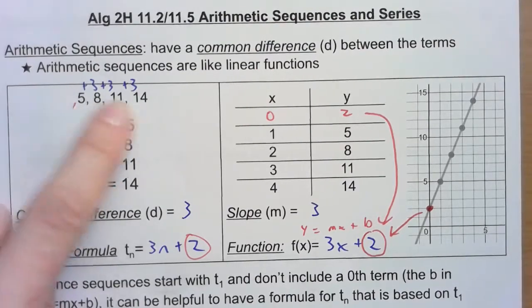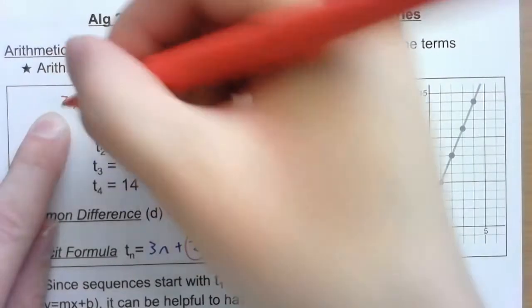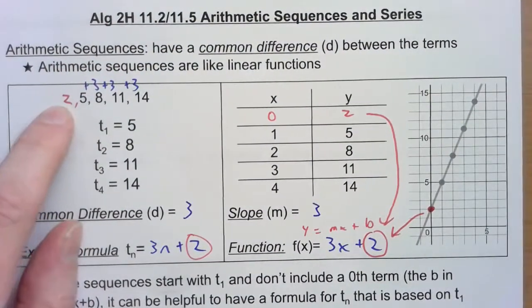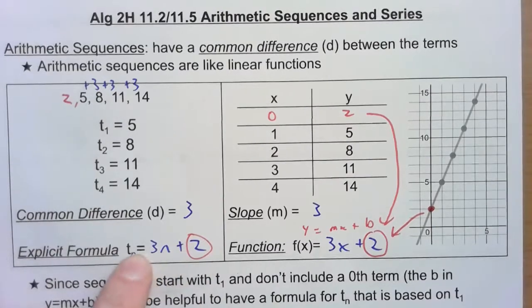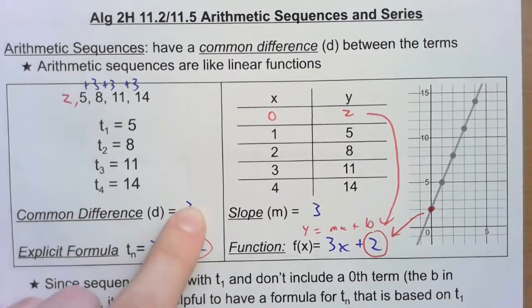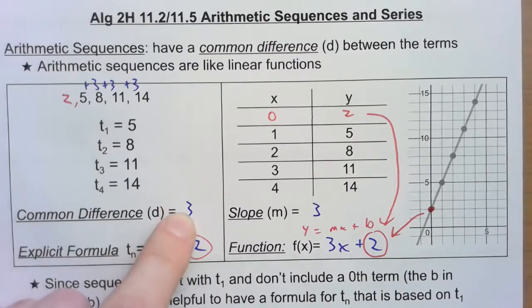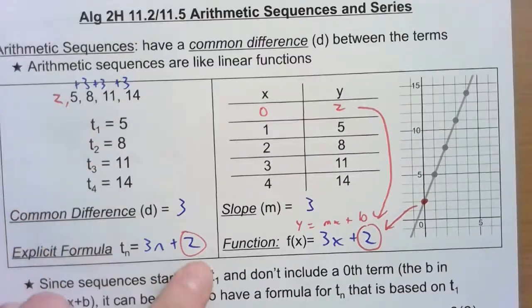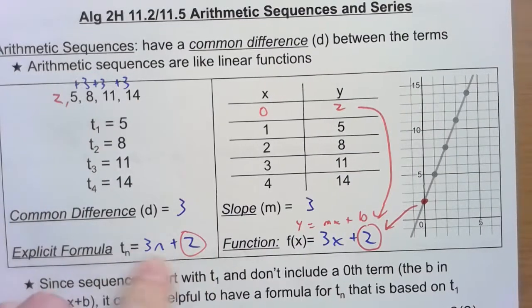What number has to be here to make this pattern work? And it has to be 2. So if I figure out what that 0th term would be, that's going to be this right here. If I think about this as mx plus b, I can use a common difference as the average or the constant rate of change as my slope, and then the 0th term as my b. And I can figure out this formula very easily.